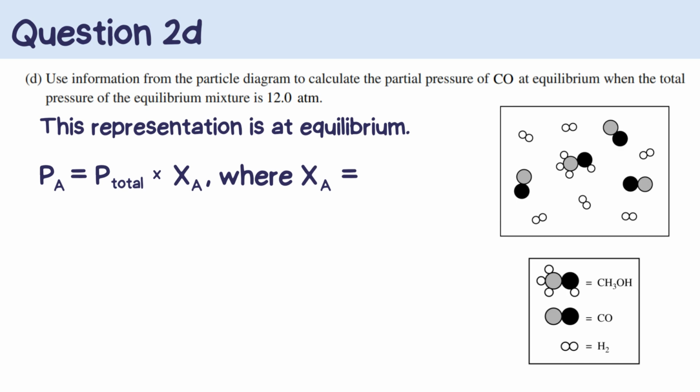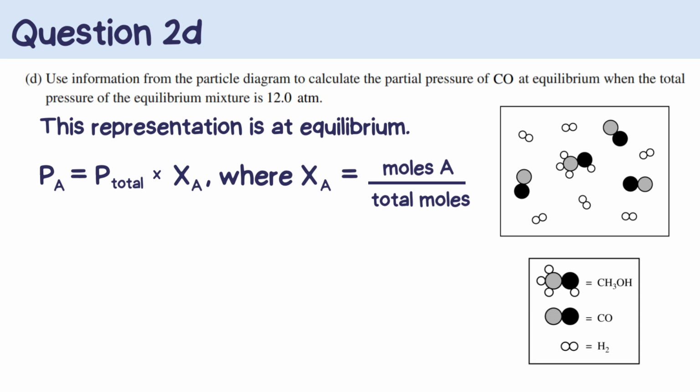That's going to be equal to the total pressure multiplied by the mole fraction, which is equal to moles of A, or carbon monoxide in this case, divided by the total number of moles. And just a quick note that this equation is on your AP Chemistry reference sheet, so you don't have to memorize this, which is really nice.